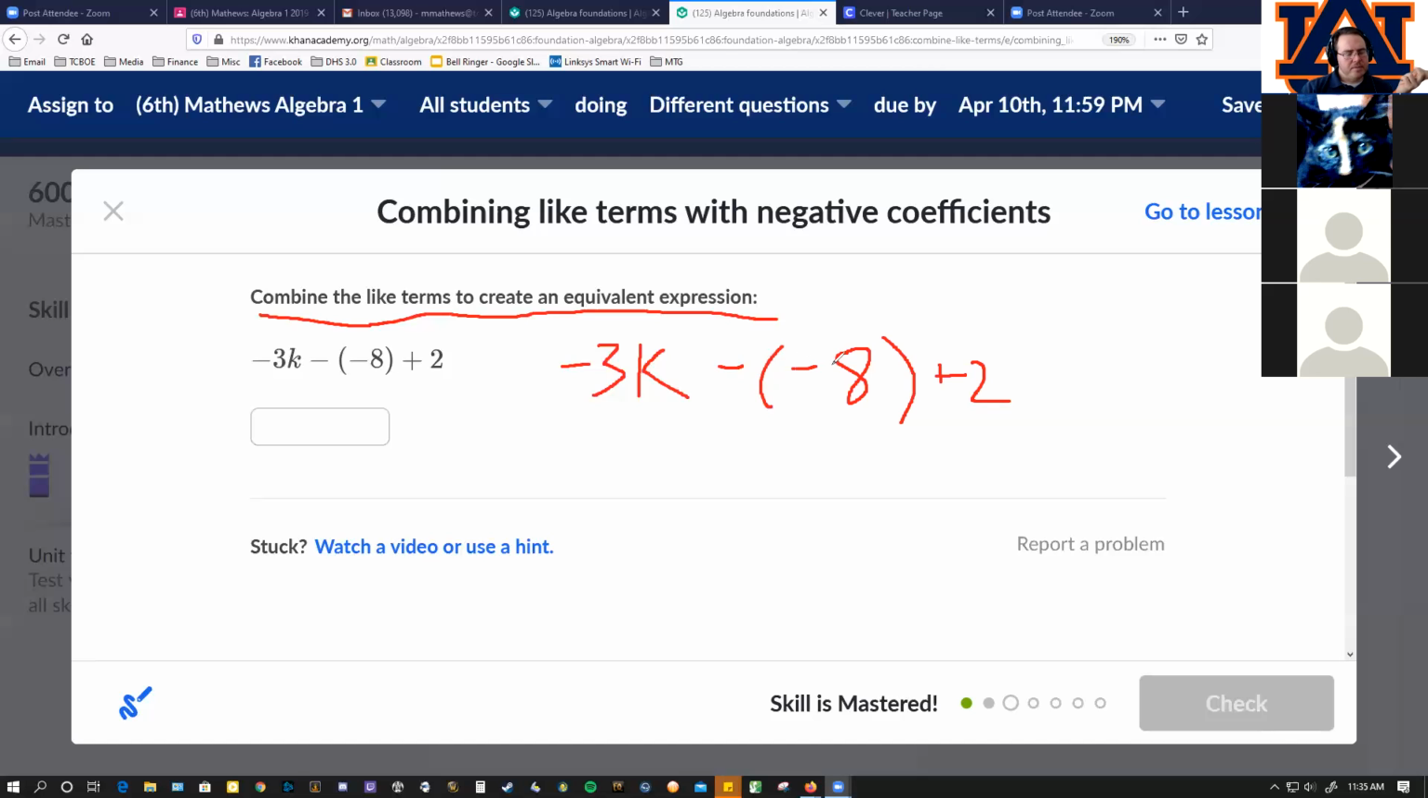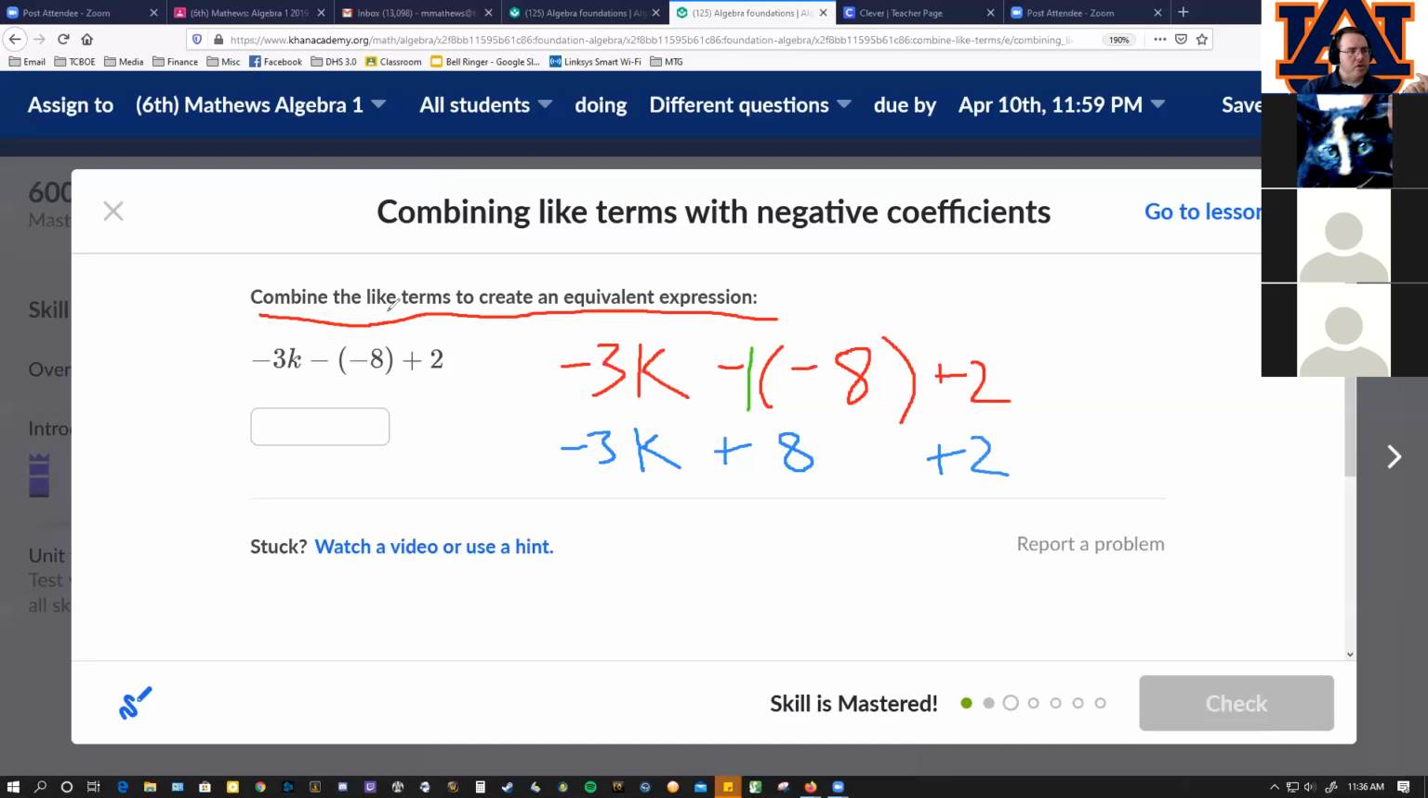This negative on the outside of this parentheses is really like a negative 1. Negative 1 times negative 8, well, integer rules here, negative times negative is positive. So really what this turns into, the negative 3k is still the same. Negative 1 times negative 8 is a positive 8. And then I'm adding 2.